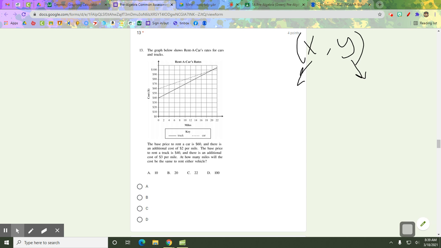So if I look at my graph, my X axis represents what? Miles. So my X coordinate will represent miles. My Y coordinate will represent cost. Okay? So here's where they intersect. It's asking us how many miles will the cost be the same to rent either vehicle? Is it asking us for miles or for cost? It's asking us for miles. So you find that intersection point, you determine which one is miles.